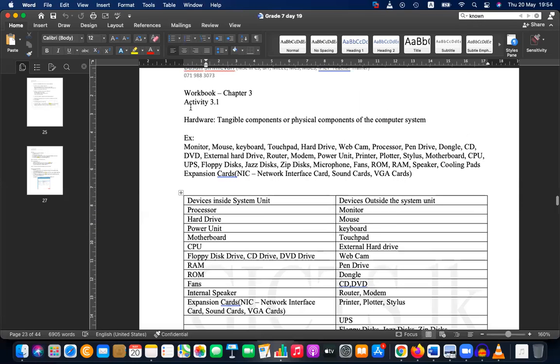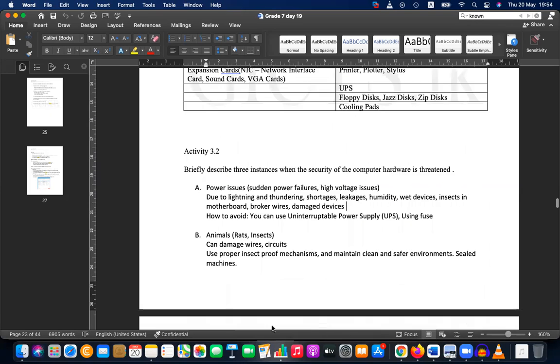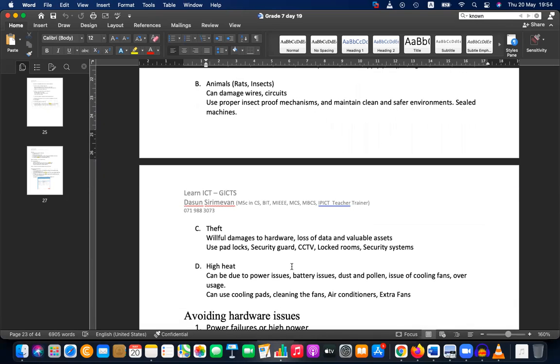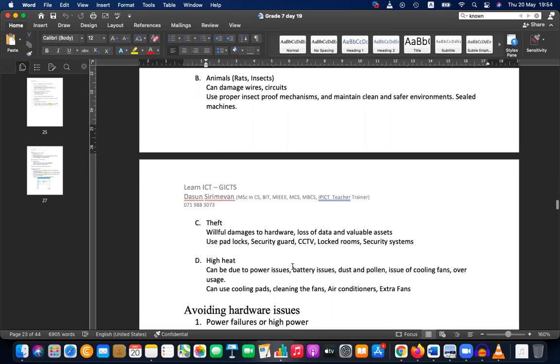Okay, 3.1 we discussed earlier: what are the devices inside the system unit and devices outside the system unit. That is there in the video we discussed. This one also we discussed, but I'm just remembering. Animals, how to protect from the animals, basically. So what are the mechanisms?